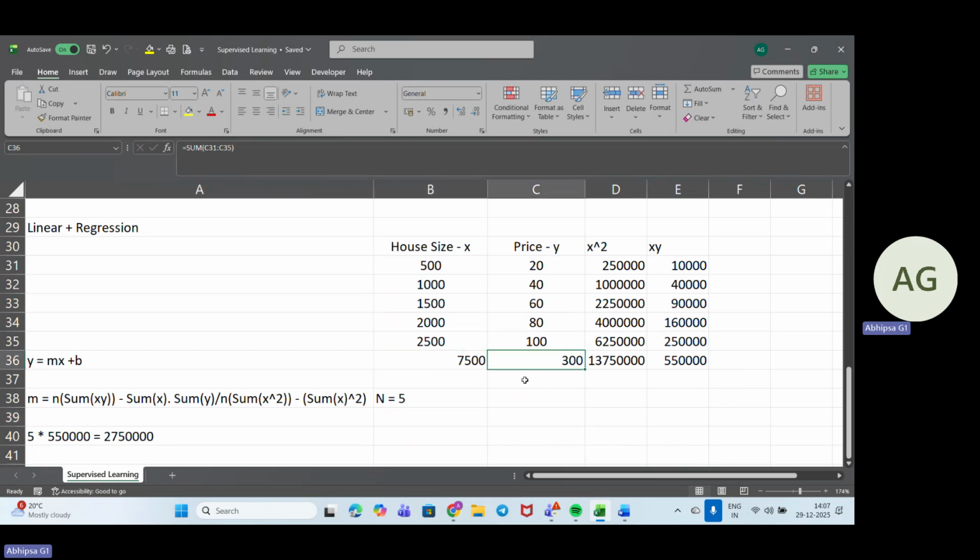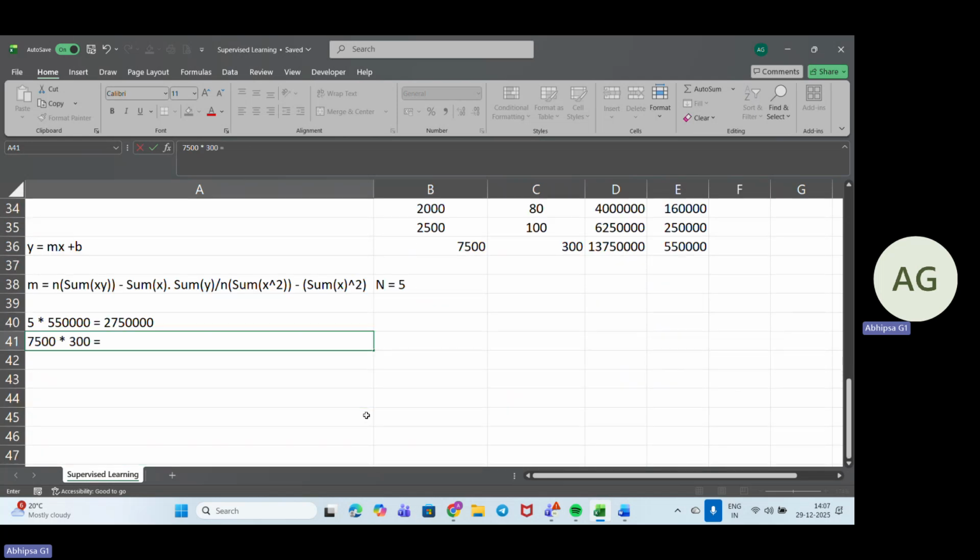7,500 and 300 that we need to multiply. So if we are multiplying 7,500 with 300, we are getting the value around 225 with 4 zeros. Yes. So now if we are doing the subtraction of it, that is giving us 5 with 5 zeros, right? So it is giving us the result as 5 with 5 zeros.